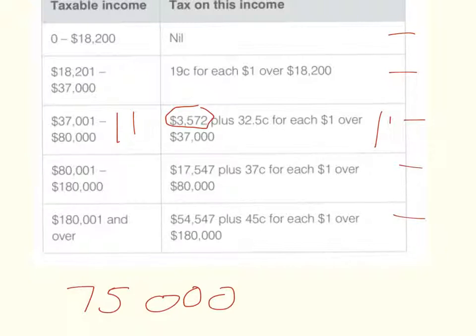So what that means is, right now, if someone said to you, hey, do you want this job that pays $75,000? You wouldn't end up with $75,000 over the course of the year. You'd have to pay $15,922, this amount here, in tax.